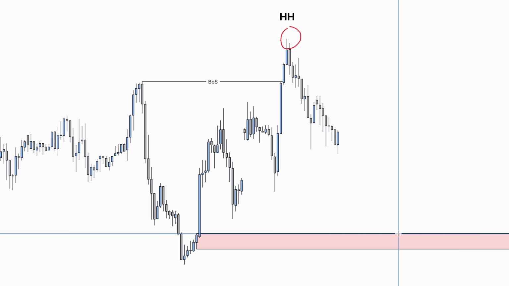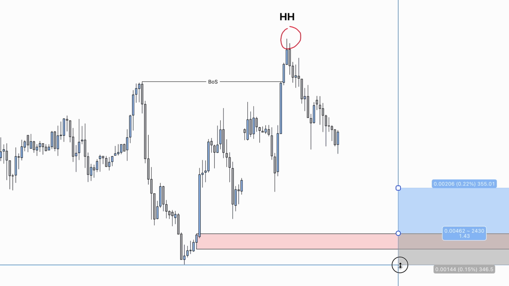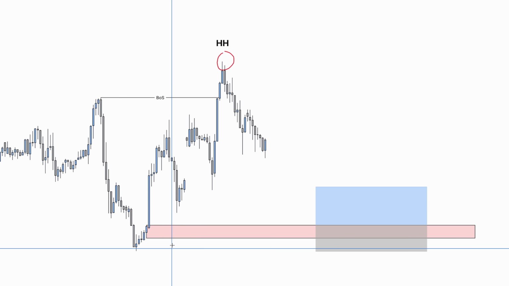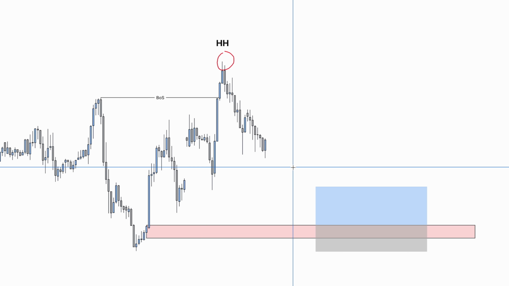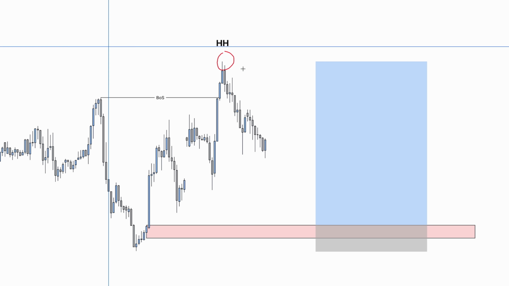So our buy limit, as we've said, can go just on or just above this zone. Our stop loss can go just underneath the swing low of this confirmation entry. And our target will just run it to the actual swing high.